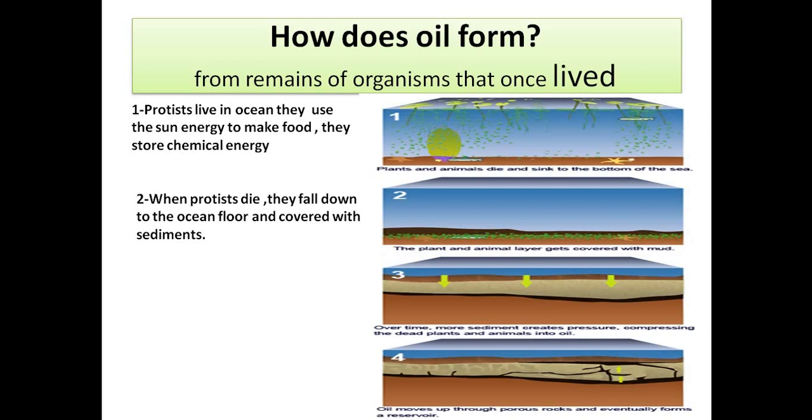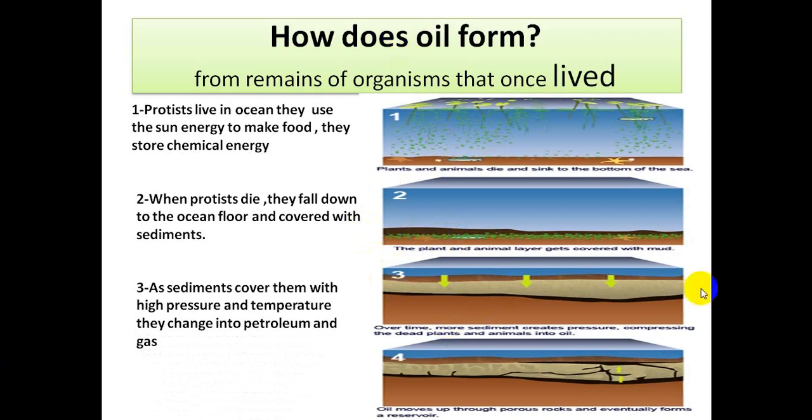So when protists die, they fall down to the ocean floor and are covered with sediment, as we see here in picture 2. Here, protists are here. They died and settled down, and then they are covered by sediment. As sediments cover them, with high pressure and temperature, they change into petroleum and gas here. By pressure that comes from the water and the sediment, the protist body changed to oil. This black layer that we see here.